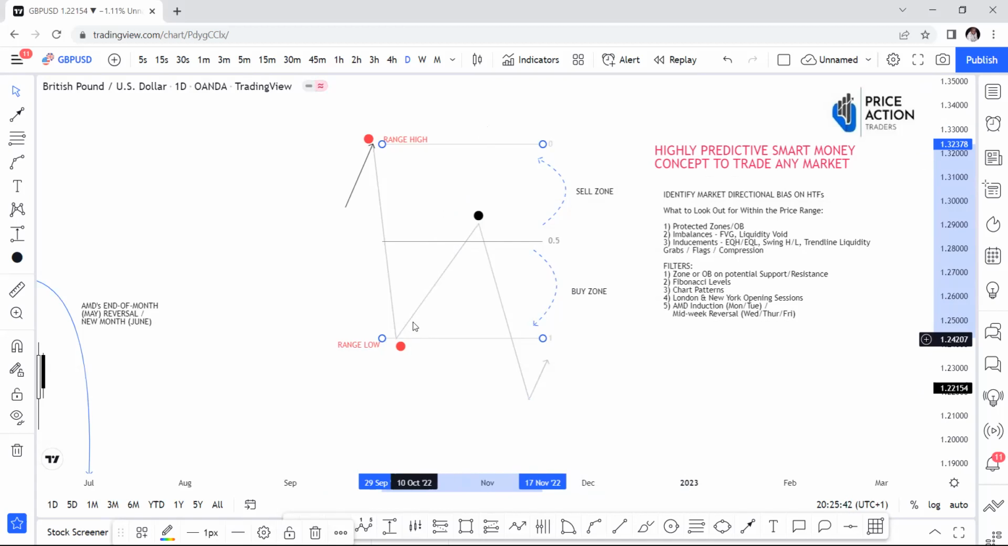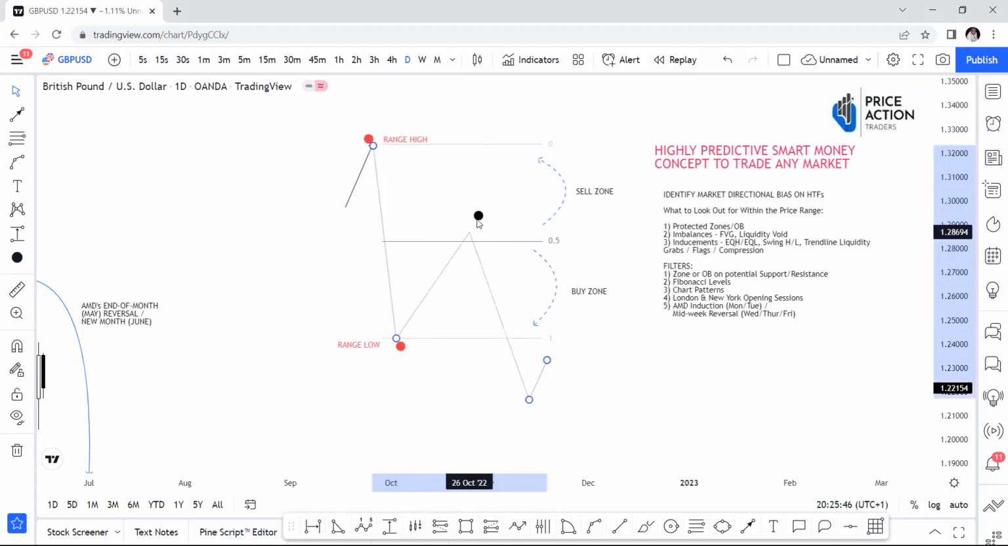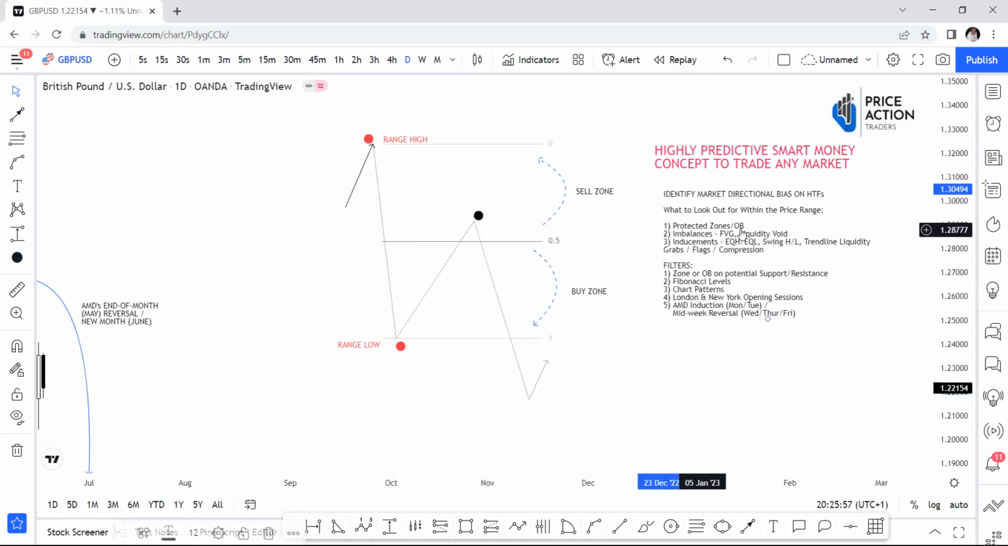Now, if you discover the range and you see that the price has moved back up inside the range, above the midpoint, you go to sell. But before you sell, you have to look out for all the major confluences, which give a lot of boost to your entry. You look out for protected zones within the range. Look out for imbalances, which are fair value gaps or liquidity voids.